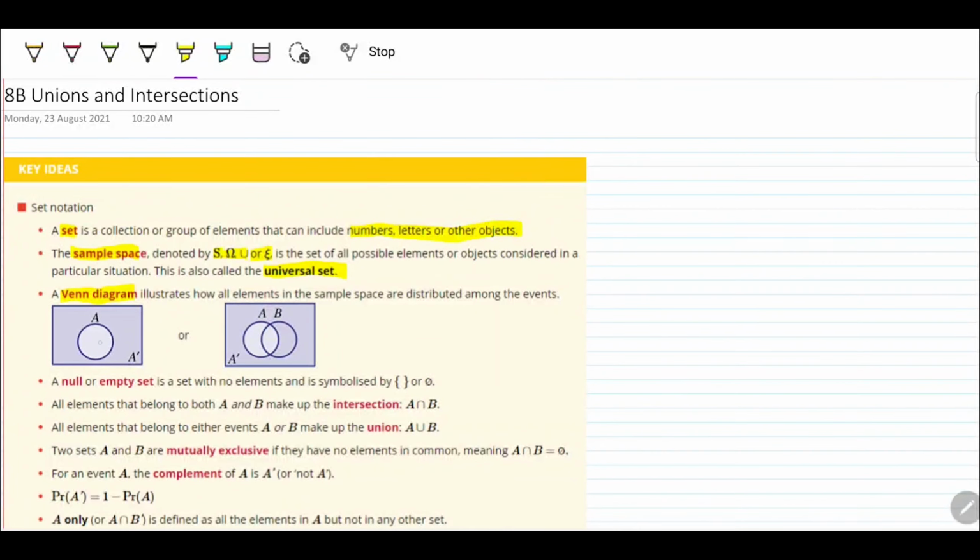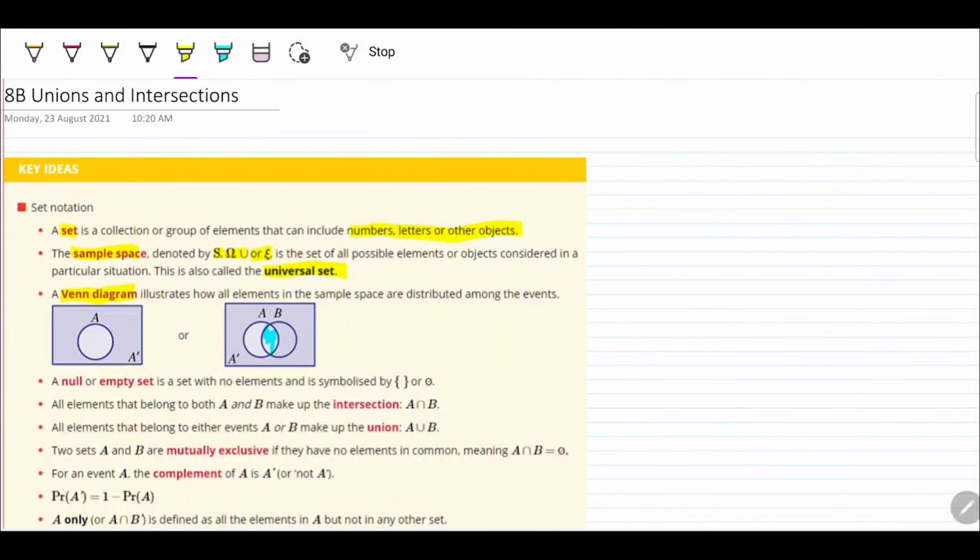In this first diagram here, we have a Venn diagram showing all elements of A in this circle. This A dash is all elements that are not included in A. Or we have two circles here. One circle represents A, one represents B. This middle section, which I've highlighted in blue, represents the intersect, or the intersection between A and B. Once again, A dash represents everything that is not A.